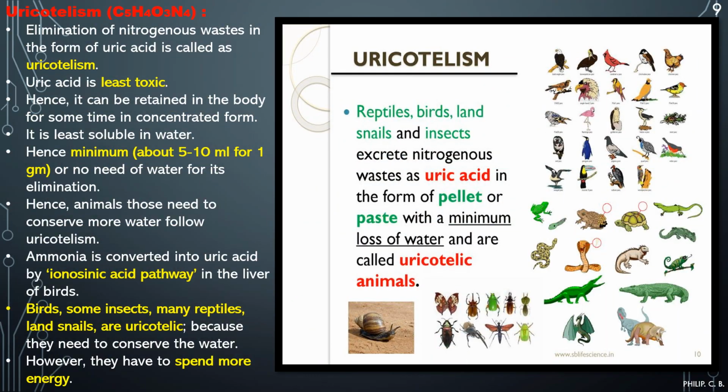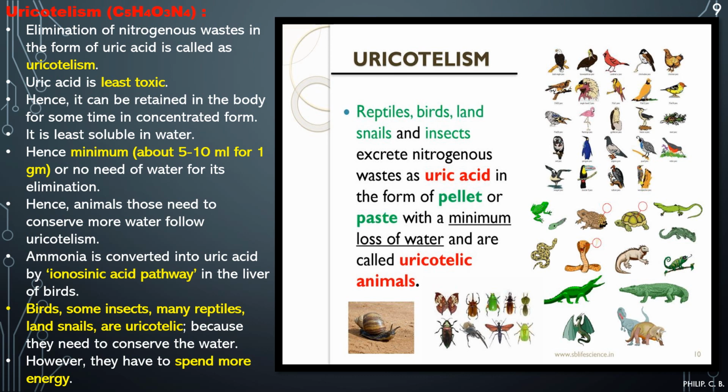Now third type, Uricotelism. Elimination of nitrogenous waste in the form of uric acid is called Uricotelism. So now we can understand Ammonotelism, Ureotelism, Uricotelism, right? Further, uric acid is least toxic in comparison to urea and ammonia. Hence, it can be retained in the body for some time in concentrated form. It is least soluble in water.